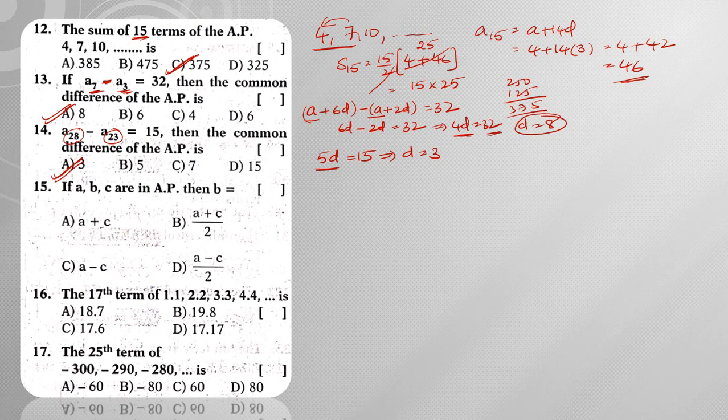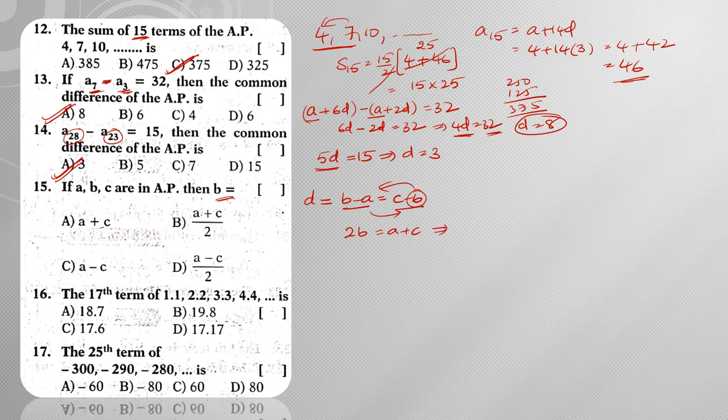Okay. Next one. If a, b, c are in AP, then b is equal to? Already we know when a, b, c are in AP, then the common difference is equal. So common difference d is given by second term minus first term is equal to third term minus second term. Here I am going to derive the formula. So b minus a is equal to c minus b. Now bringing the like terms to one side and unlike terms to the other side, then I am going to have b plus b, which is 2b, is equal to a plus c.